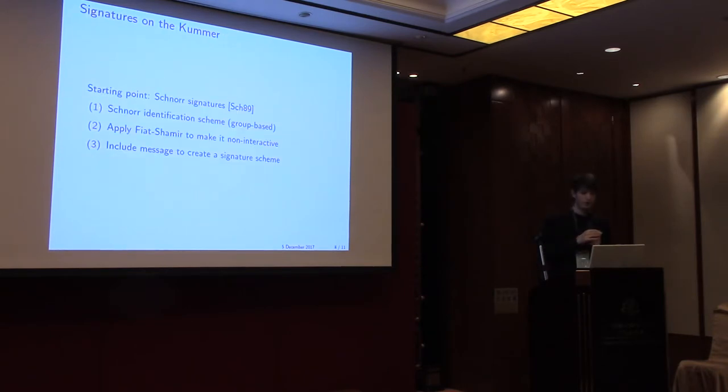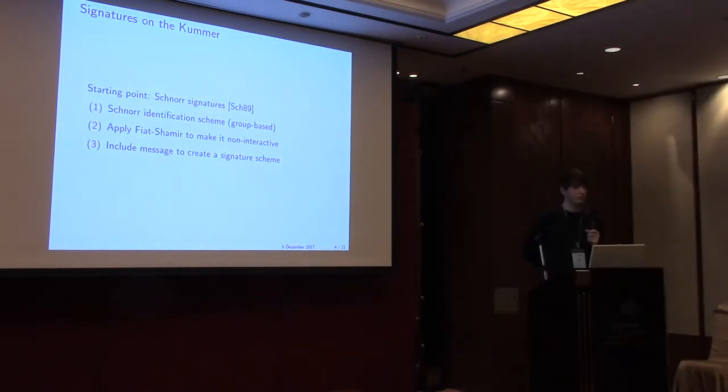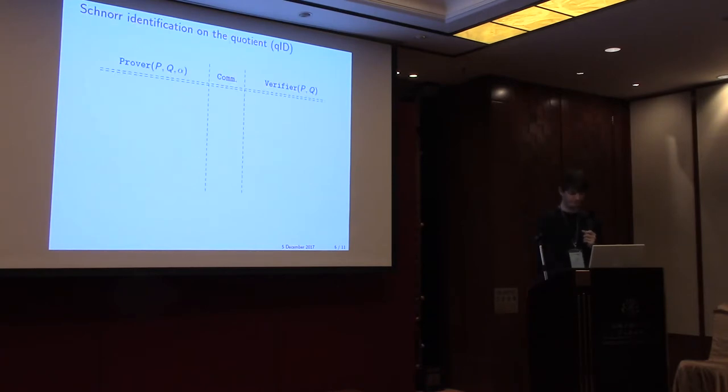So how do we define signatures from this? Well, the starting point is the classic Schnorr signature. The Schnorr signature is built up in a couple of steps. You start by defining a Schnorr identification scheme, which is an interactive zero-knowledge proof based on a group. Then you apply Fiat-Shamir to make it non-interactive, and you include some message somewhere and end up with a signature scheme. So we just look at this first part, so we try to alter this identification scheme to get rid of the group structure there and just make it rely on a Kummer variety instead.